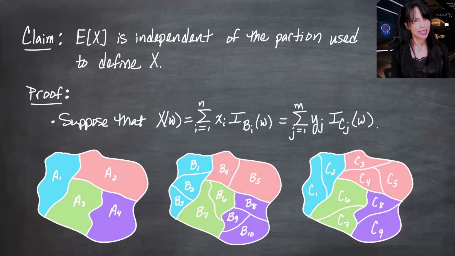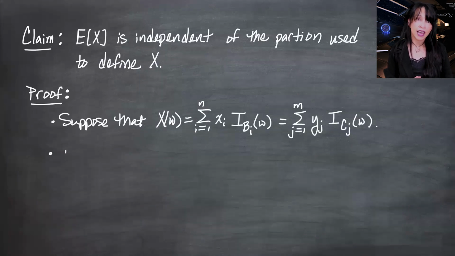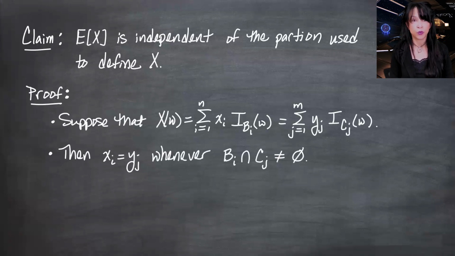Okay, my claim is that the expected value of X is independent of the partition used to define X, and I am assuming I have 2 partitions, and I'm not necessarily saying either is the canonical partition. So this means that the B's and the C's, one does not represent a subpartition of the other. We do, however, know that whenever B_i intersected with C_j is non-empty, the coefficient x_i has to correspond to the coefficient y_j. So we do know that for sure.